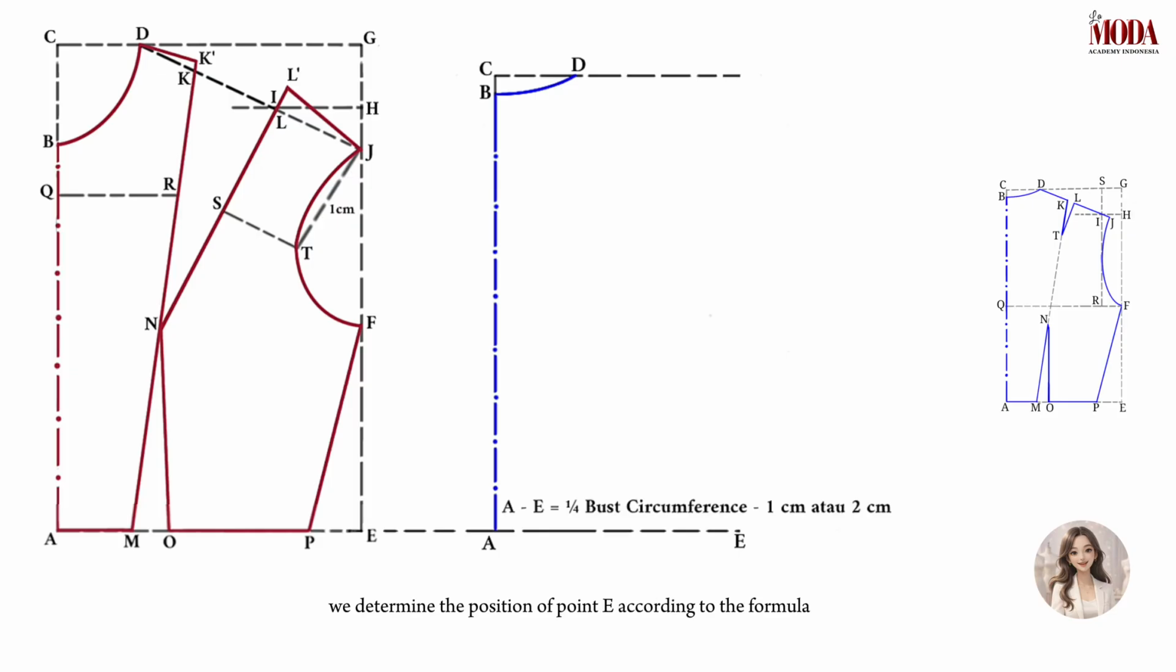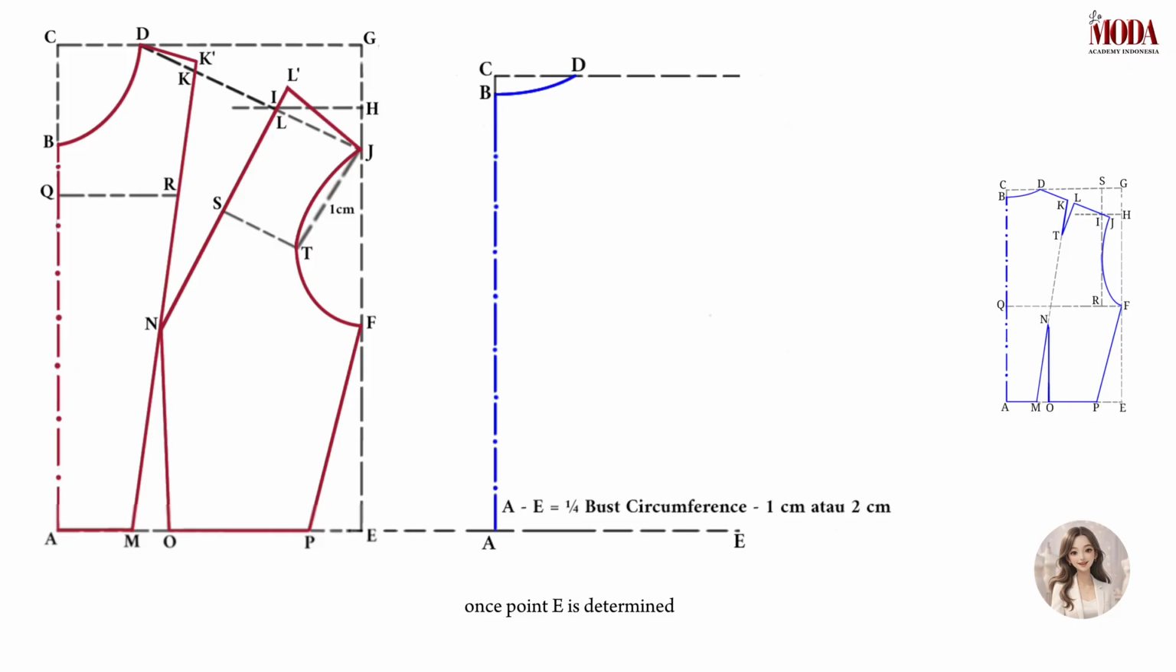From point A, we determine the position of point E. According to the formula, the distance from point A to point E is 1/4 of the bust circumference, minus 1 centimeter or 2 centimeters, depending on the client's body type. The reduction value must be equal to the amount added to the front pattern. If 1 centimeter is added to the front pattern, then 1 centimeter must be subtracted from the A to E distance on the back pattern. This is done to maintain proportional balance between the front and back patterns.